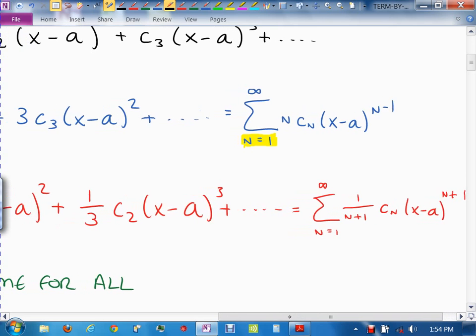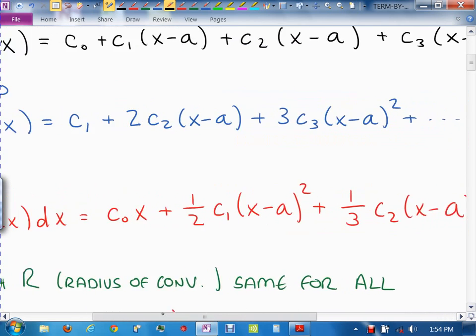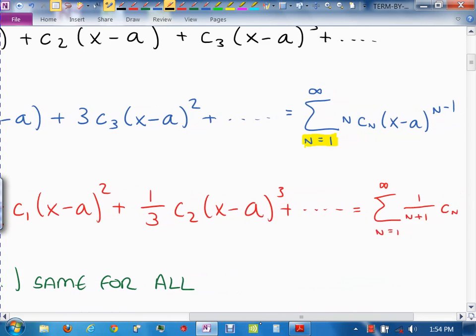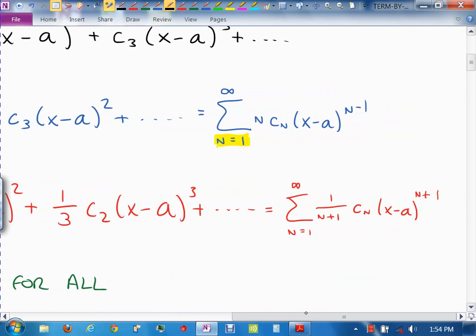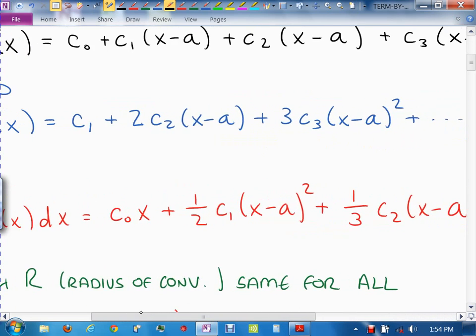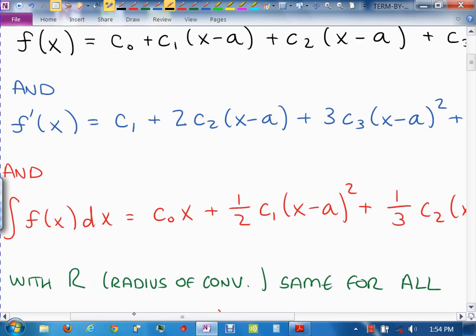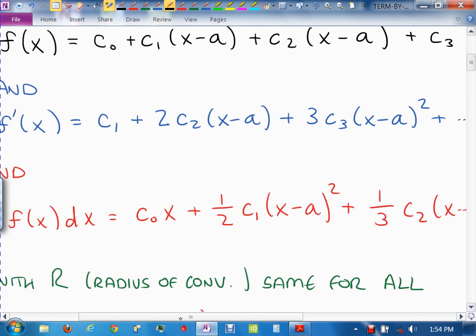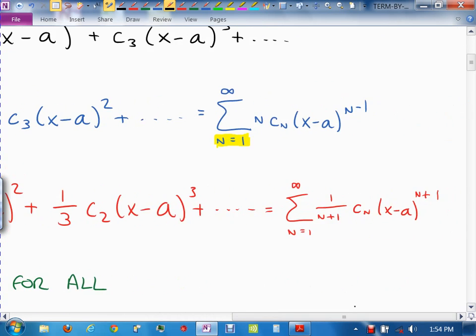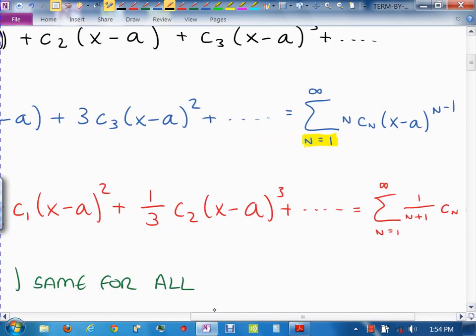Also, where does the series start? 1. This is, actually, I wrote that down wrong. Where should it start? What does my first term need to be? c sub 0 x, right? So this should start at what? 0. So that I get what? 1 times c sub 0 times (x minus a) to the 1, which would be c sub 0 x.